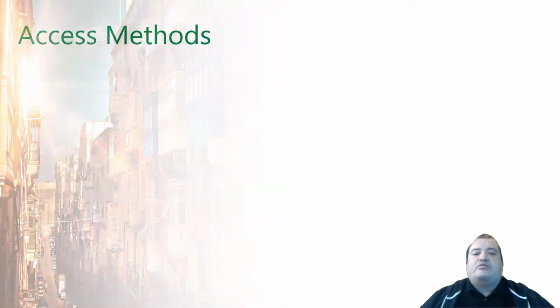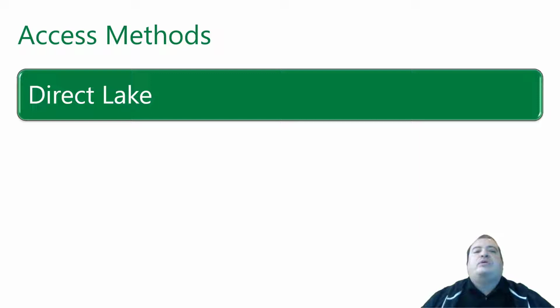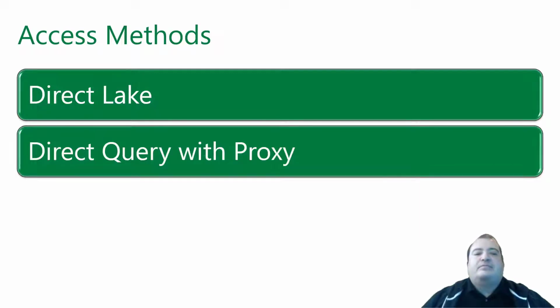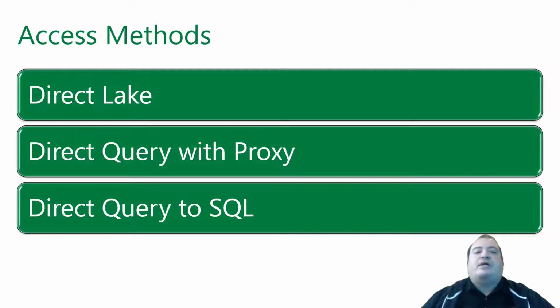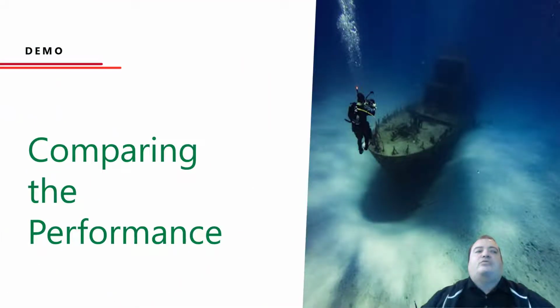Access methods for comparison. We'll compare direct lake, direct query with a proxy, and direct query to SQL. We talked about these access methods before in the previous videos that I referenced at the beginning, and these are the access methods which we will compare. Let's start our work and make the performance comparison of these 3 access methods.